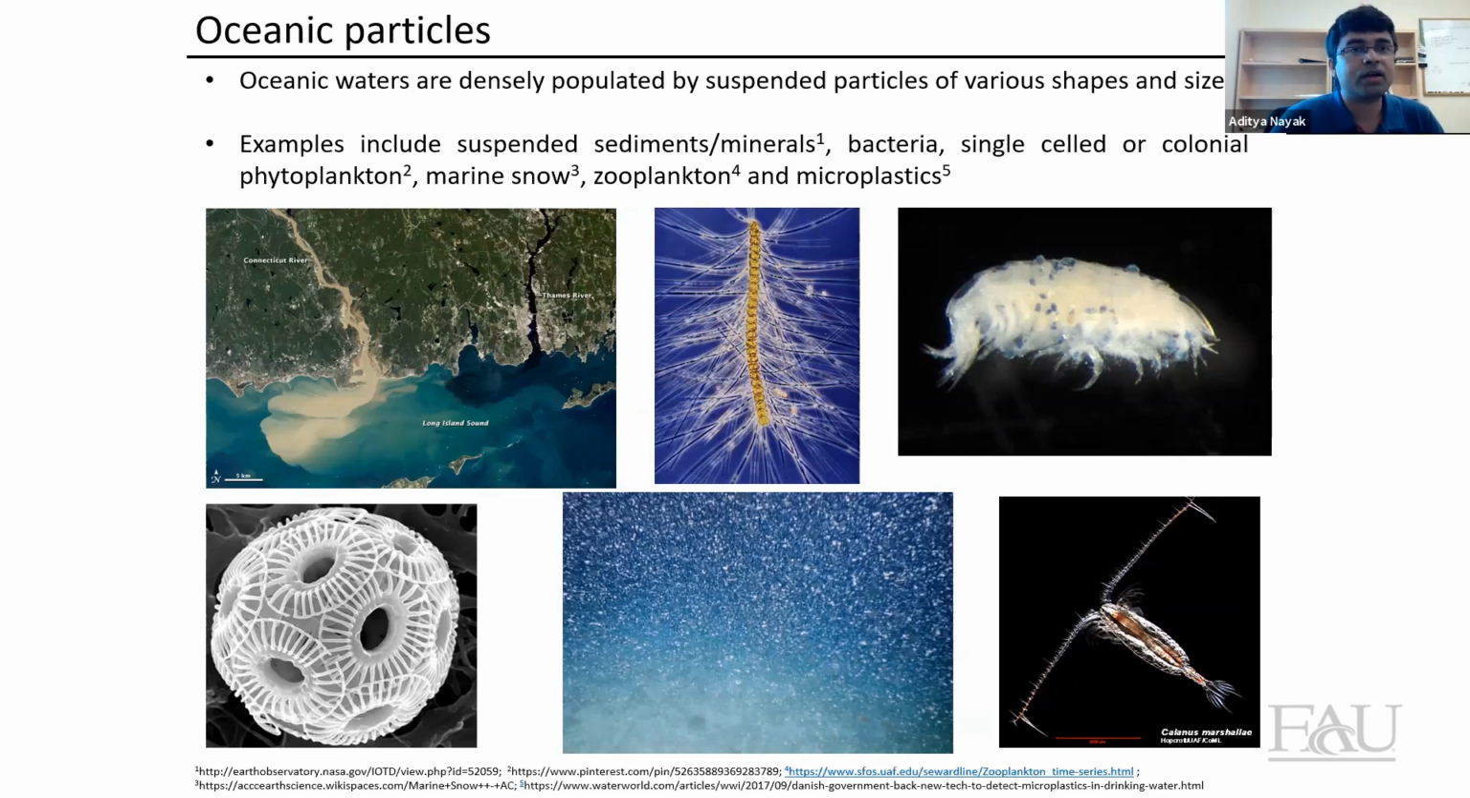And finally, the bane of the oceans currently, microplastics, right? So if you observe the zooplankton on the top right very closely, you can see a lot of blue particles dotted on there. Those are actually microplastic pieces embedded within the organism, right? So that gives you an overall idea of what constitutes ocean particles.